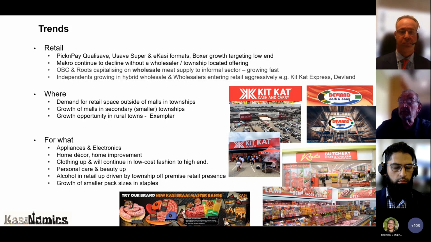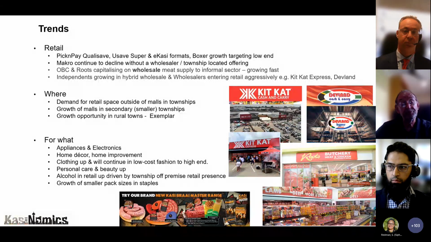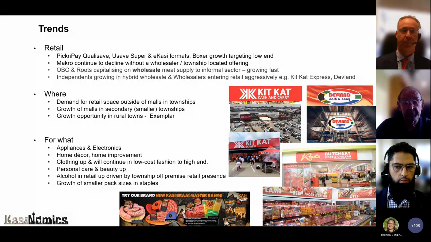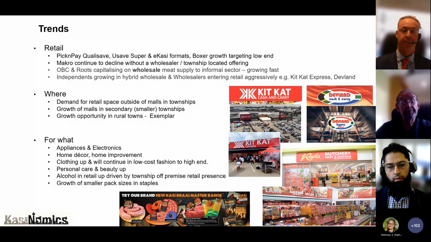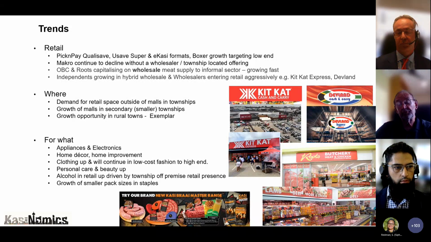And where do we see the growth coming? We see the growth coming in appliances and electronics, home decor, home improvement. We're certainly seeing a significant increase in home improvements and upgrading of homes in the townships. Clothing will continue to grow. Personal healthcare and beauty, we've seen the numbers that we're estimating, and we're seeing continual growth there. Alcohol in retail is driven up by on-premise consumption and growth. What we're also seeing is a growth in smaller pack sizes and in staples.